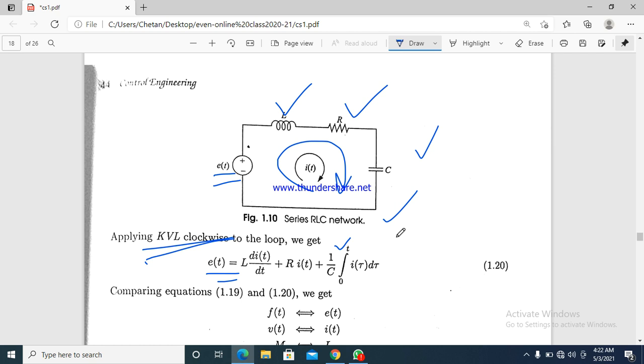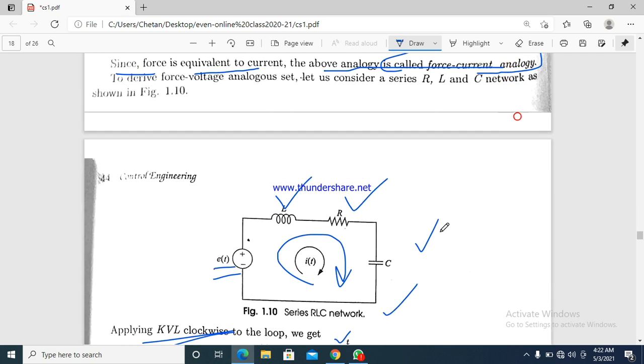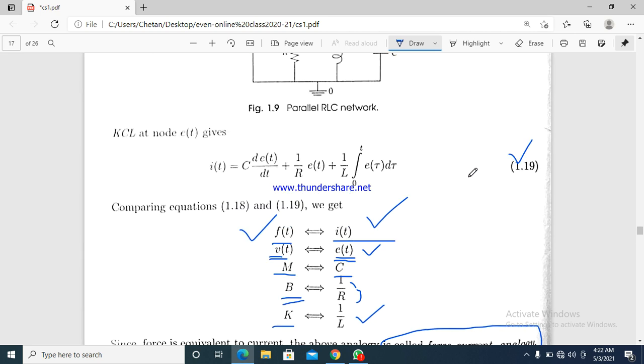And here you can observe, you can compare 1.19 with 1.20. You can compare this expression with this expression. What is this expression? Here you have written the expression in the form of Kirchhoff current law.